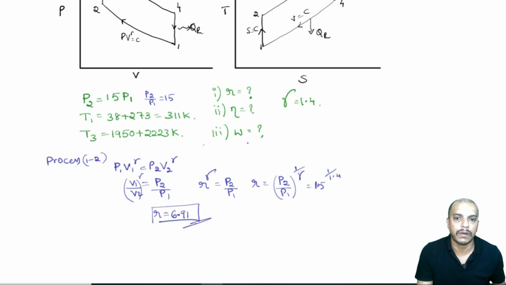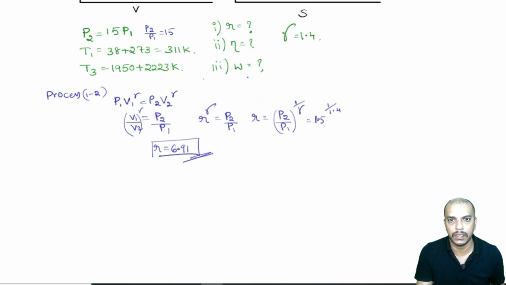Now the moment I have compression ratio, it is easy to find out the value of thermal efficiency, correct? Because this is our sub question 1 or sub question A. Now sub question 2 is efficiency is equal to 1 minus 1 by R power gamma minus 1 for Otto cycle.